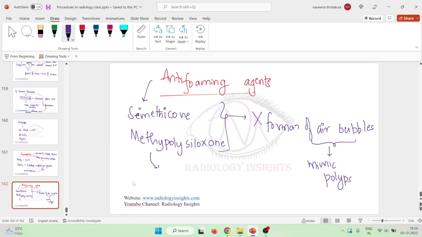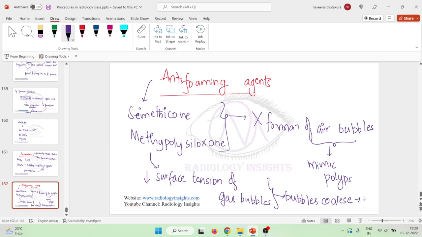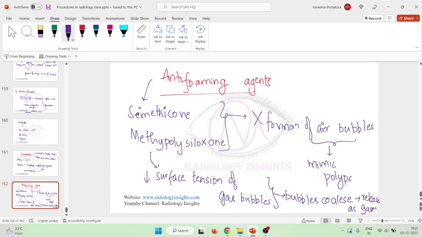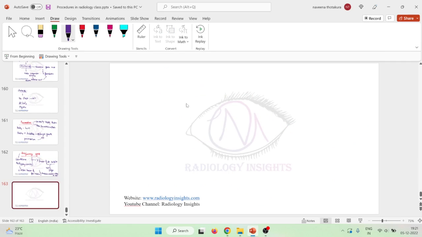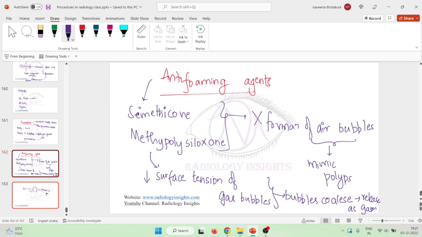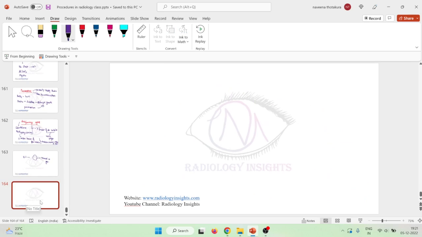How do they prevent the formation of air bubbles? They reduce the surface tension of gas bubbles which are formed, and thus these bubbles will coalesce and are released as gas itself instead of forming air bubbles. So the smaller bubbles form a bigger one and are released as gas. This is what happens when simethicone and methyl polysiloxane are added.